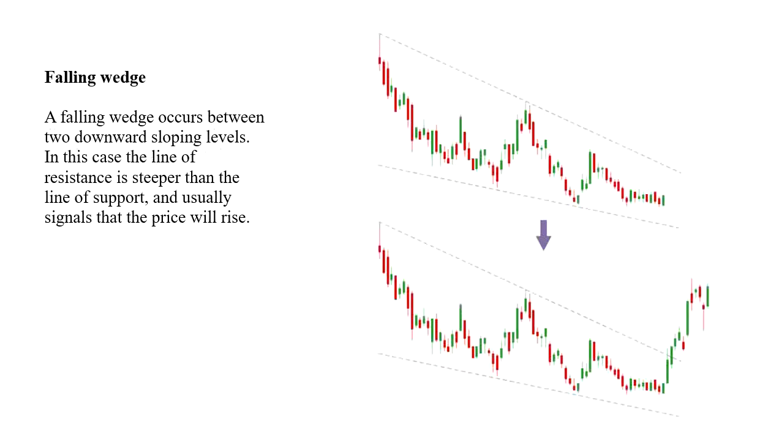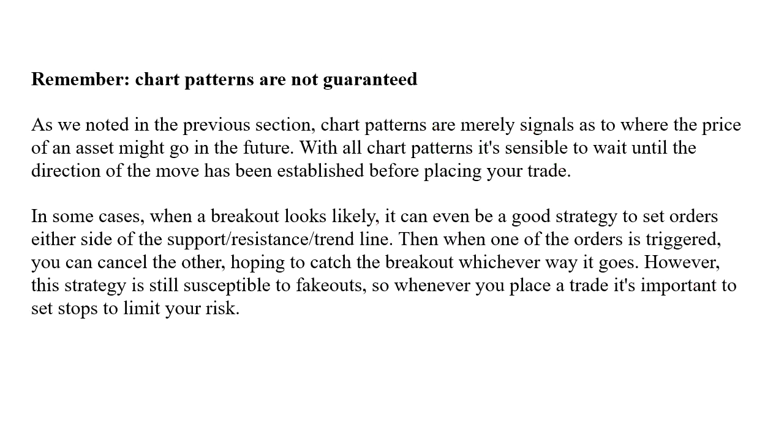Falling wedge. A falling wedge occurs between two downward sloping levels. In this case, the line of resistance is steeper than the line of support, and usually signals that the price will rise. Remember, chart patterns are not guaranteed. As we noted in the previous section, chart patterns are merely signals as to where the price of an asset might go in the future.